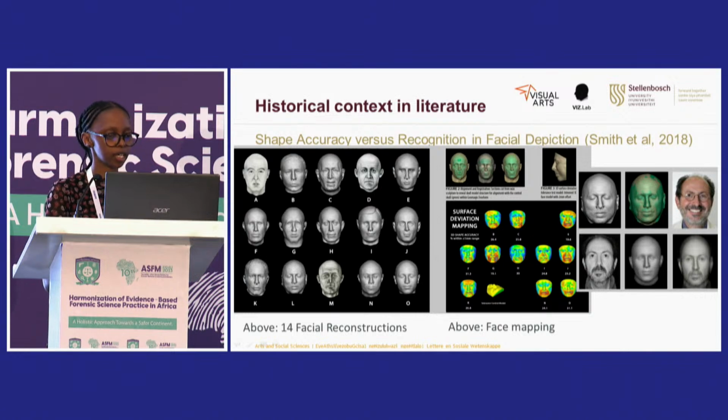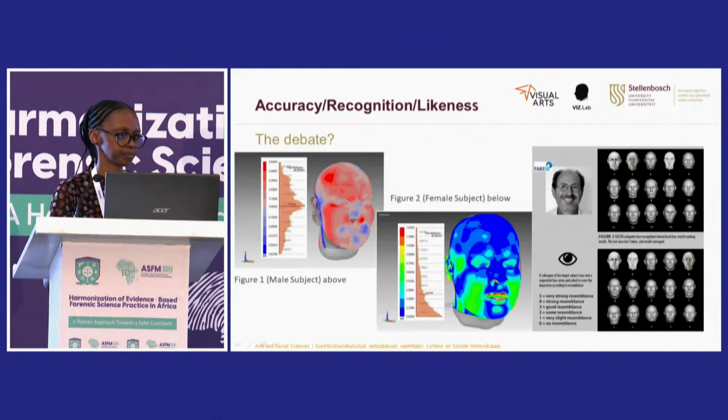The results of the case study in surface mapping showed that 40% of the total number of 3D approximations were accurate, with plus or minus 5 millimeters for greater or equal to 85% of the total face surface, which is higher than the previous study by Caroline Wilkinson.